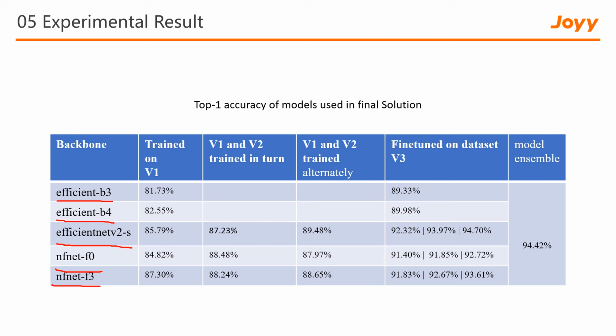All these 5 models are trained on V1 first, and the top 1 accuracy on validation datasets ranges from 81.73% to 87.3%. And then we train InfiniNet V2F, NFNet F0, and NFNet F3 on V1 and V2 in turn and alternately. The best result on the validation dataset we get is InfiniNet V2F trained on V1 and V2 alternately.